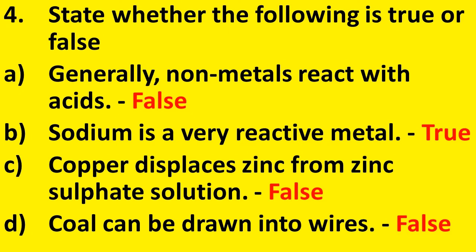C. Copper displaces zinc from zinc sulphate solution. It is a false statement, as copper is less reactive than zinc, it cannot replace or displace zinc from zinc sulphate solution. D. Coal can be drawn into wires. It is also a false statement. Coal cannot be drawn into wires, as it contains carbon, which is a non-metal.